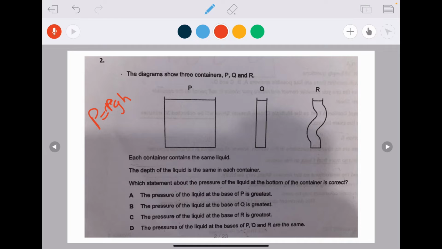So if it says that the depth of the liquid is the same in each container, H is obviously equal in P, Q, and R. G is a constant as it is the gravitational field strength at 10 newtons per kilogram. And rho will also be equal in P, Q, and R because it says each container contains the same liquid. So if there's water in P, water in Q, and water in R, the density of water in each container will be the same. So therefore, rho, G, and H all are equal. Therefore, the answer will be 2D because the pressure of the liquid at the base of P, Q, and R, all of them are equal.